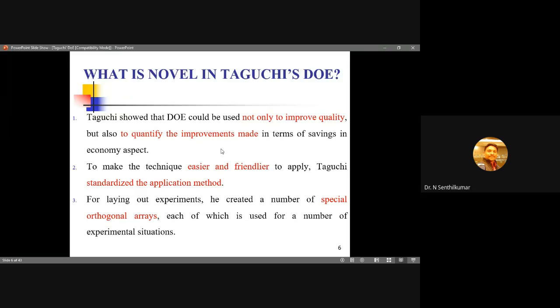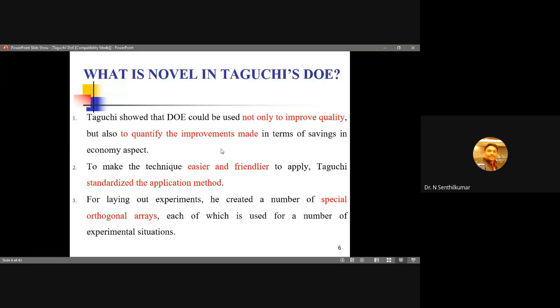So what is meant by level? A cutting speed is a parameter. How many values are you going to change for that parameter? 100, 200, 300. So 3 values I am going to change. So 3 levels. So the parameter is the input parameter and the level is how many times we are going to vary the value of a particular parameter.